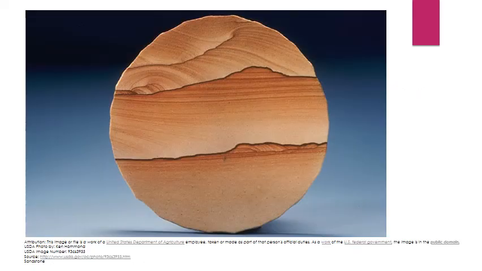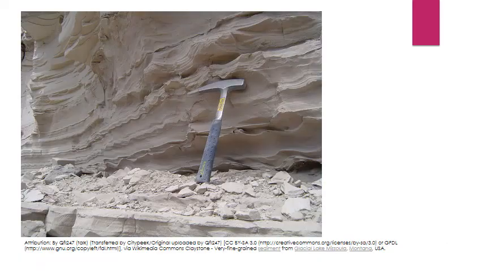Here's another one, sandstone. Now this is often found in deserts, lots and lots of fine sand particles stuck together. There's another type of clastic rock, but it's made out of even finer particles of mud. This is mudstone.